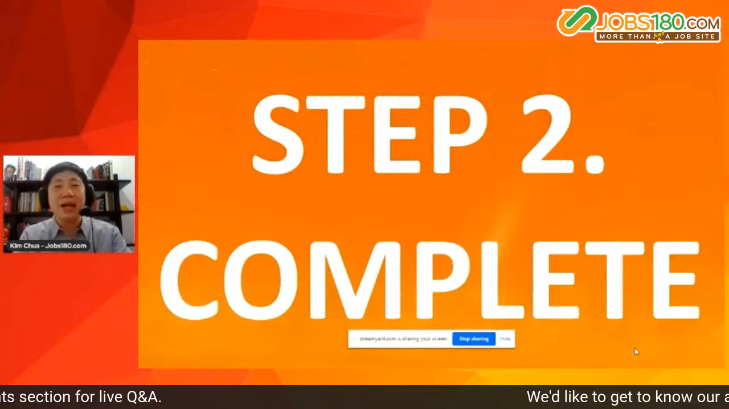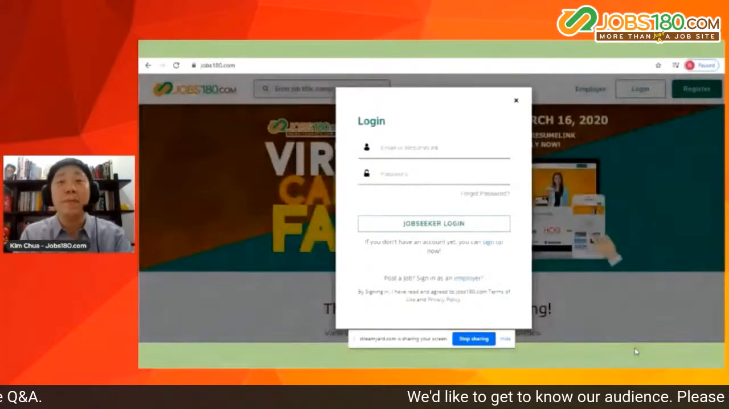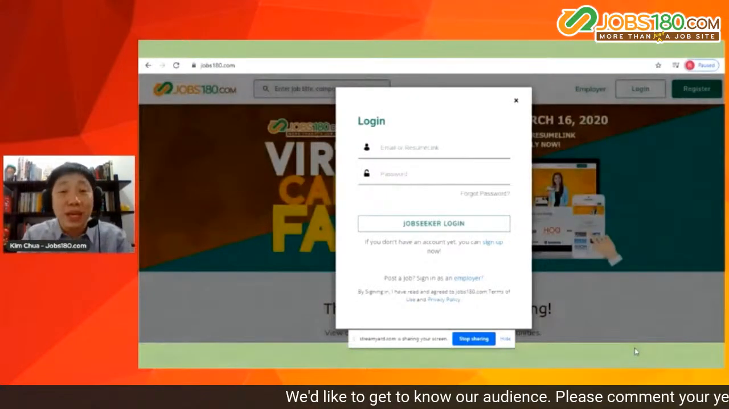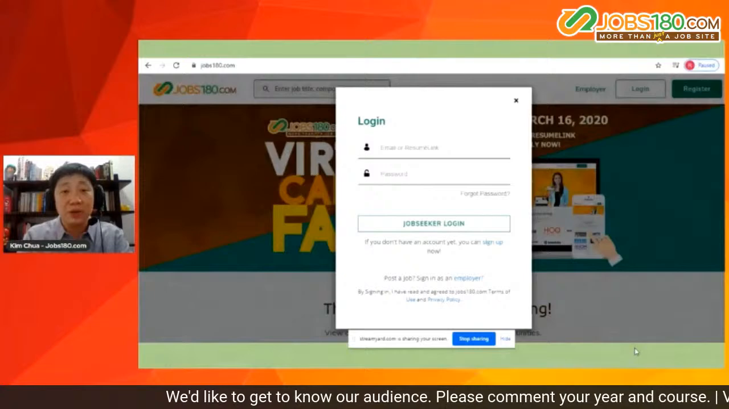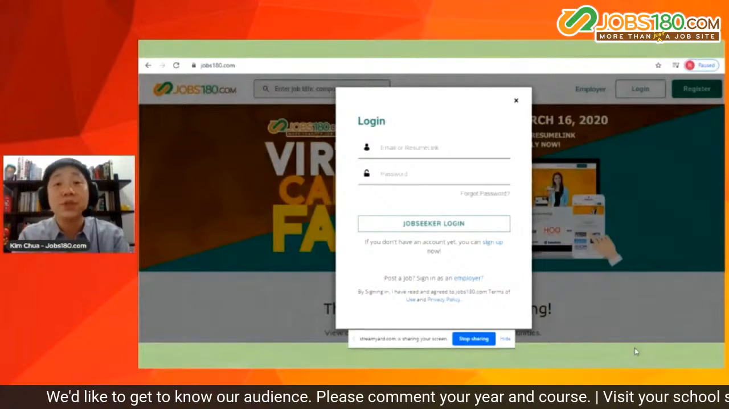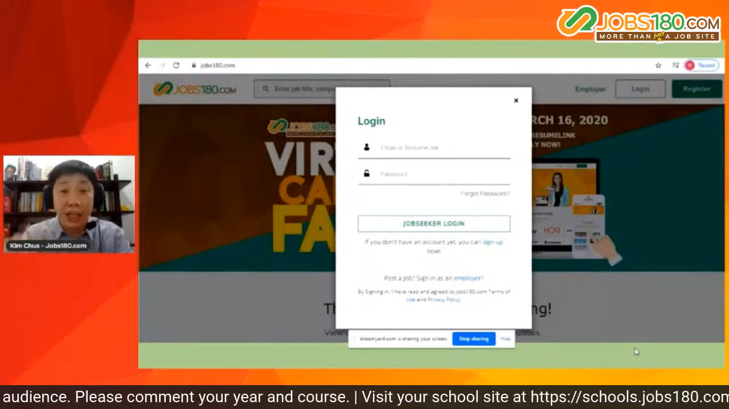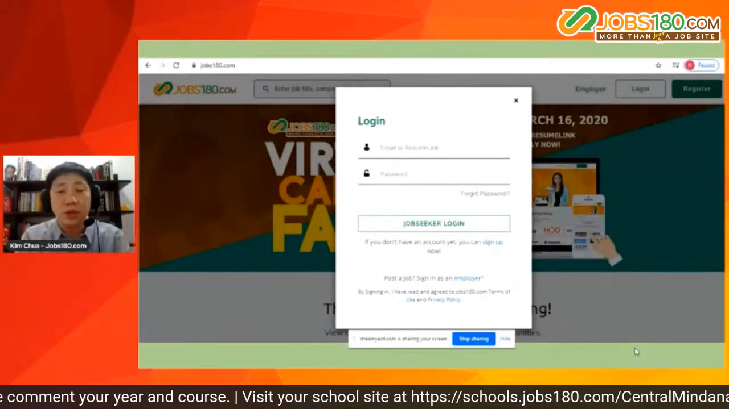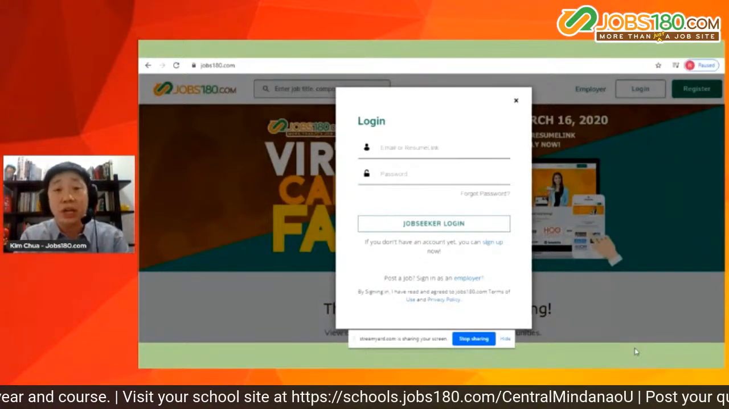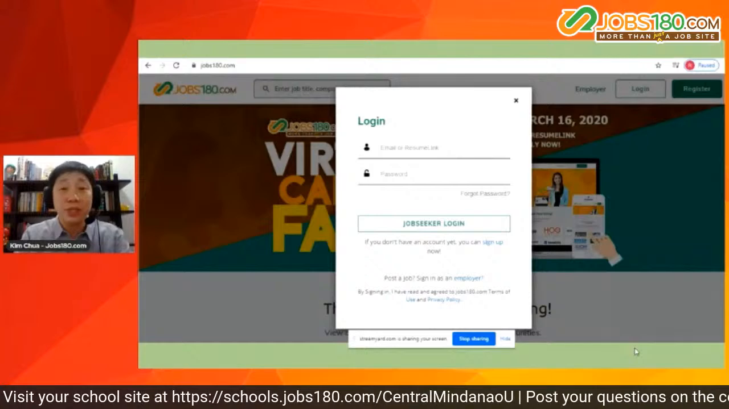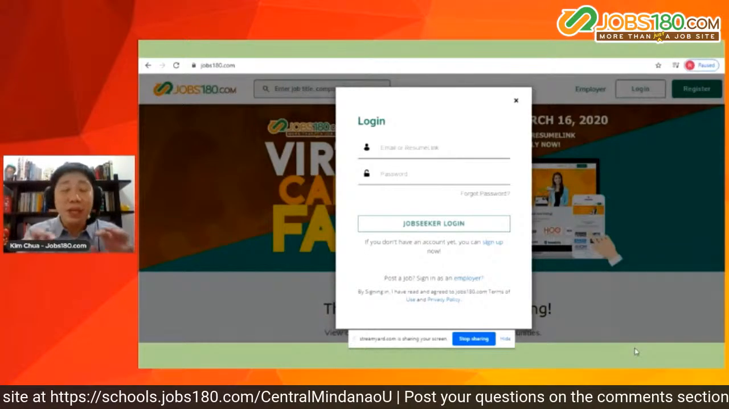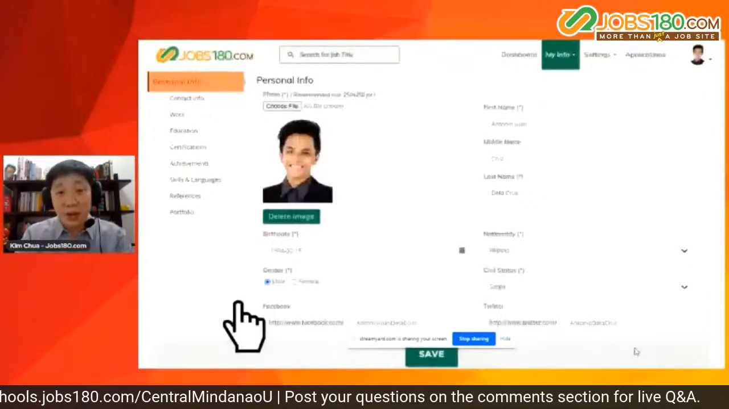Let's go to the second step. Ang second step, ang pinaka-logical sa lahat. Kailangan kumpleto ang detalye nyo. So how do you do that? You go back again to your account by going to the website of jobs180.com. This time, hindi mo kailangan mag-register. Ang gagawin mo, mag-login. Pag login mo, lagay mo dito yung email nyo or resume link nyo. Kayo lang may alam yan. At lalo na yung password nyo na kayo lang talaga may alam yan. So when you do that, you now go inside your account.